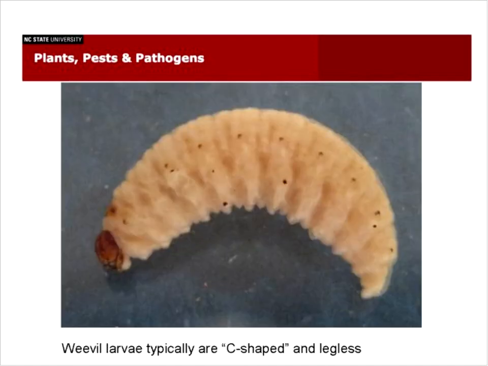Here's a little more of a close-up of one of those larvae, again emphasizing the C shape. These darker spots along the body are at regular intervals, each one of them situated on a single segment of the body, and these are the spiracles, the little openings in the body through which the weevil breathes.